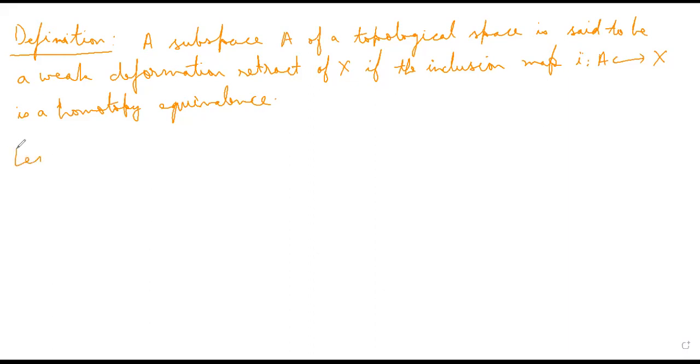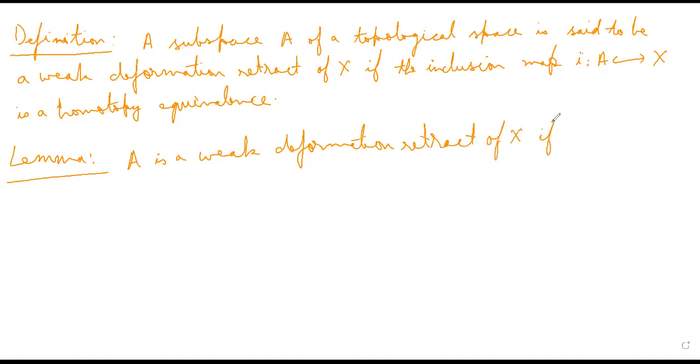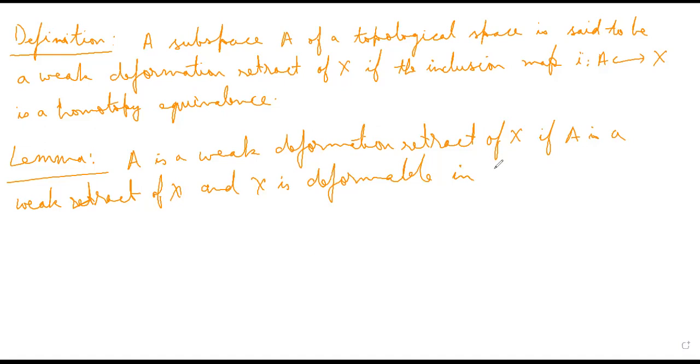We have the following lemma. A is a weak deformation retract of X if A is a weak retract of X and X is deformable into A. So the proof is simple by using previous results.